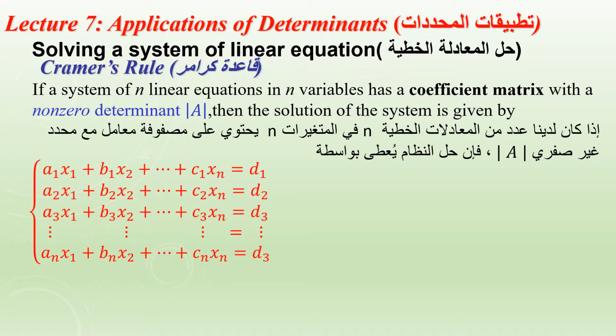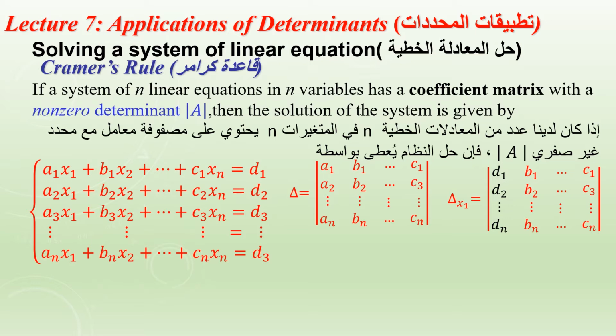If I have this system a1x1 plus b1x2 plus and so on c1xn equal d, with n equations and n unknowns, I can find the values of x1, x2, x3, up to xn by using delta. Delta is the determinant of the coefficients of x1, x2, and xn. The value of delta must not equal 0.